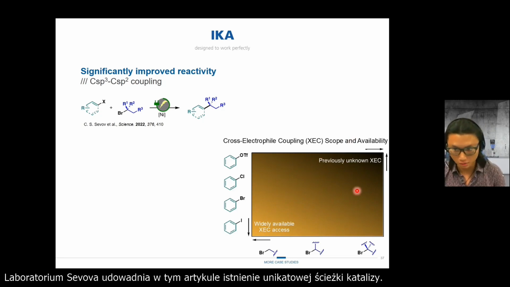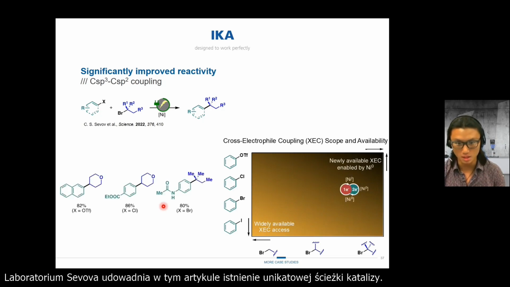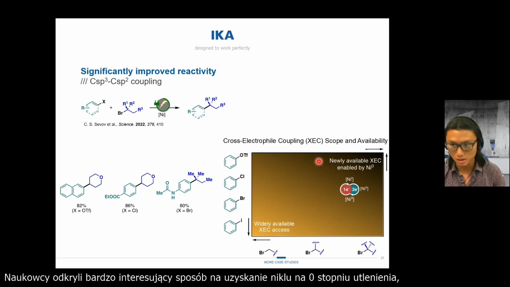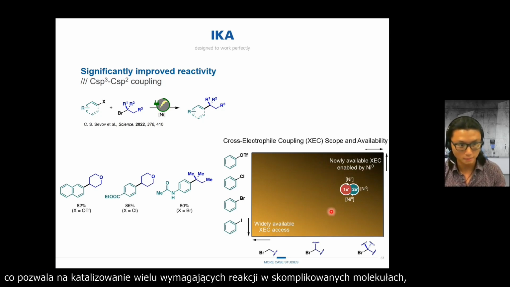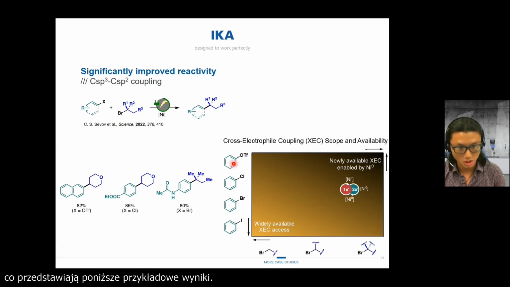And what the Sevov lab did in this paper is that they discovered a very unique path to catalyze the reaction. They found a very interesting way to access nickel zero so that they are able to catalyze many challenging reactions with complicated molecule structures. And here are some selected results of this paper.